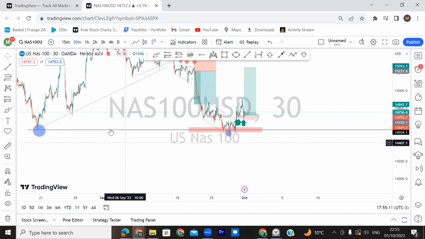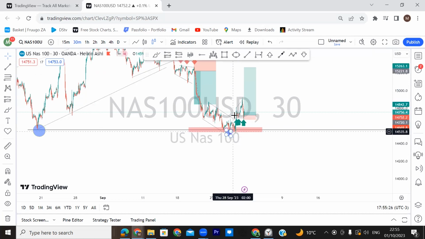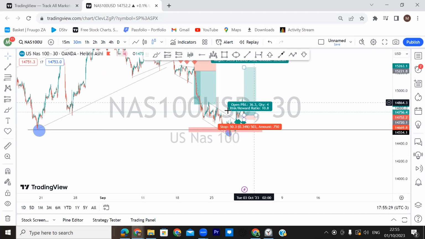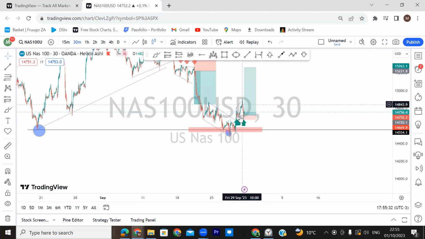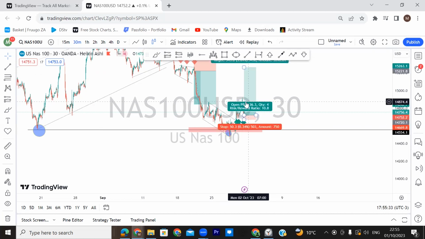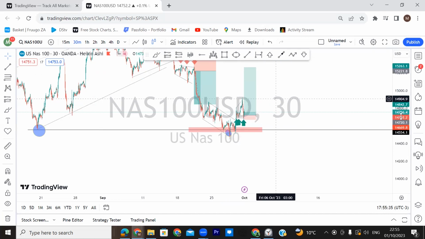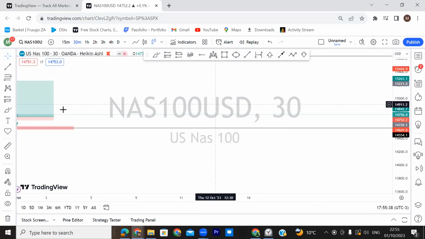First reason is we have this nice double bottom right here marked by these blue circles. And at the second leg, we had a reversal correction. That's the second confluence. Third confluence is we had an impulse breaking out of this correction. Fourth confluence is that we had a continuation correction formed, indicating that the price is going up.